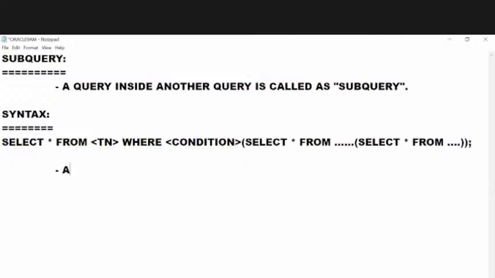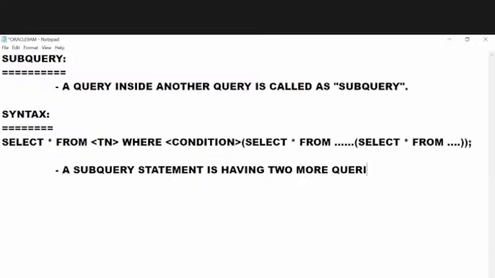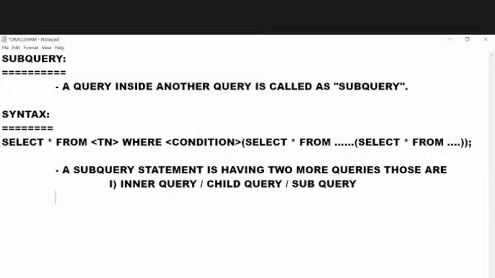Write down. A subquery statement is having two queries. The first one is called the inner query, or child query, or subquery. The second one is called the outer query, or parent query, or main query.